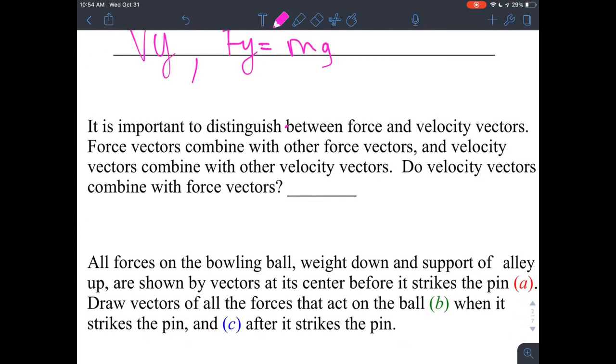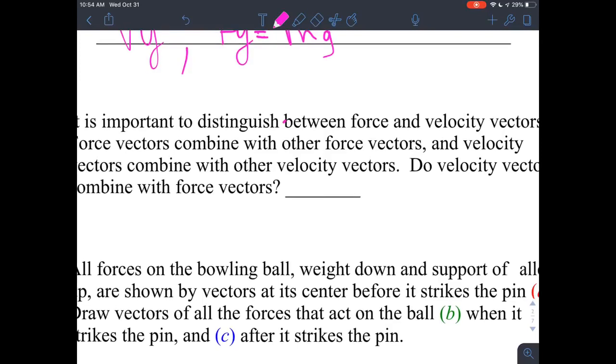So it's important to distinguish between force and velocity vectors. Force vectors combine with other force vectors. Velocity vectors combine with other velocity vectors. Do velocity vectors combine with force vectors? That is a definite no. When we're adding vectors, we can only add vectors of the same type.